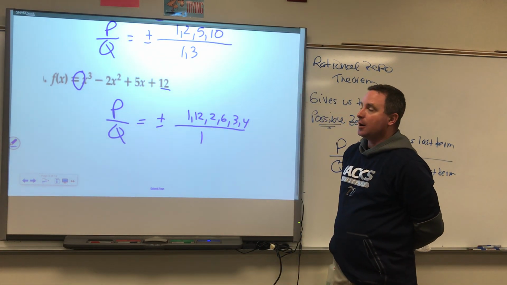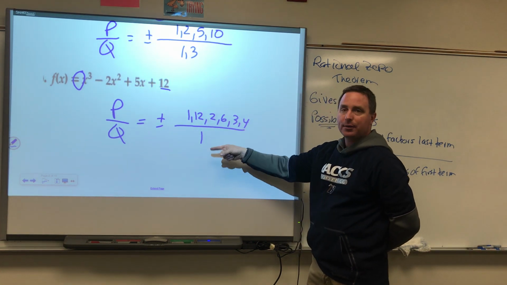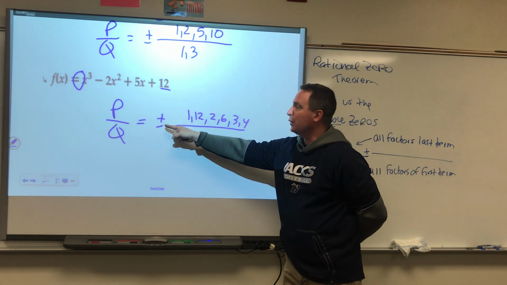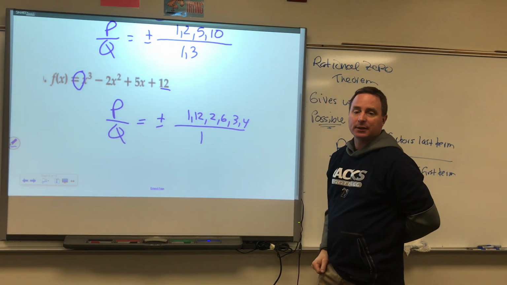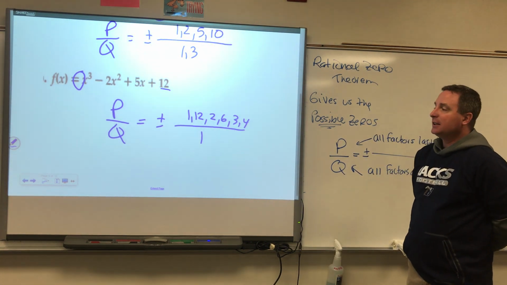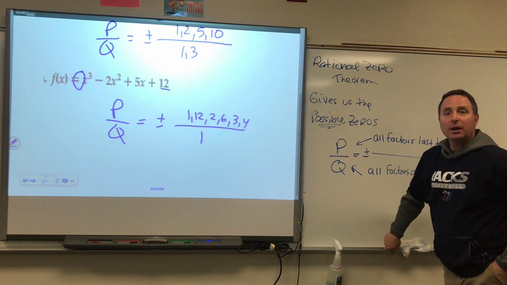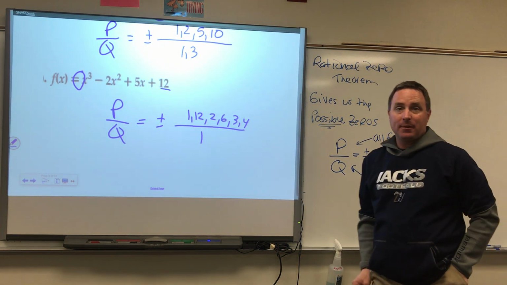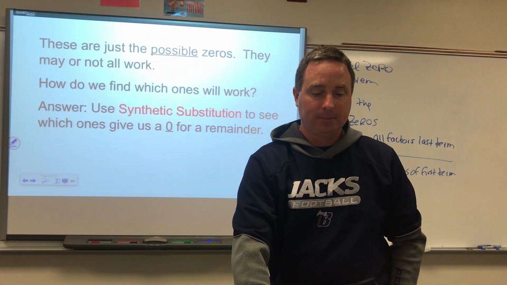So all my possible zeros would be 1 over 1, 12 over 1, 2 over 1, 6 over 1, 3 over 1, 4 over 1, and then also negative 1 over 1, negative 12 over 1, negative 2 over 1, and so on. Okay? So that's the first thing: listing all the possible zeros. Some of them will work, some of them won't work. Okay? All right, here we go. We're going to take this a step further.